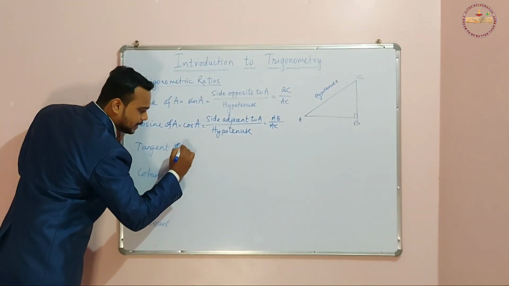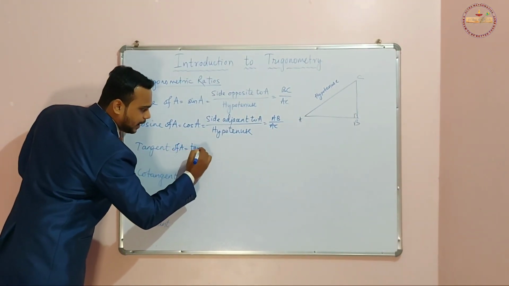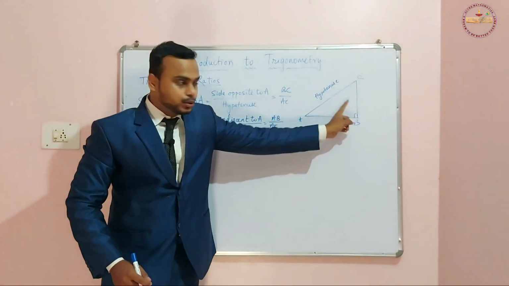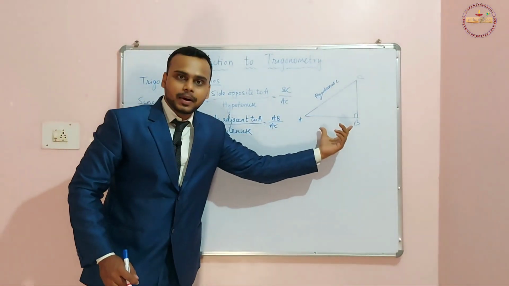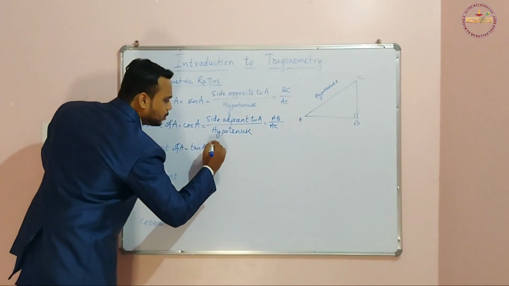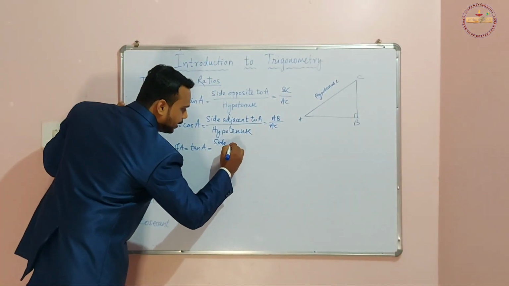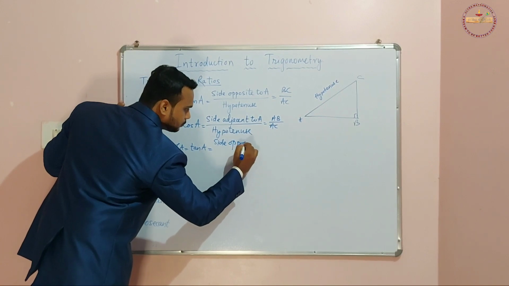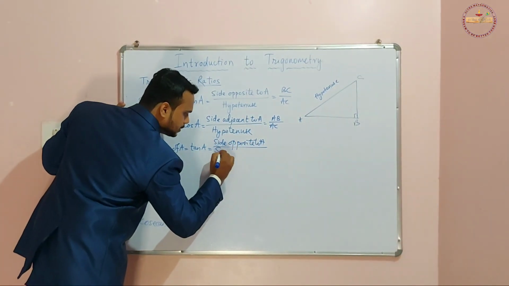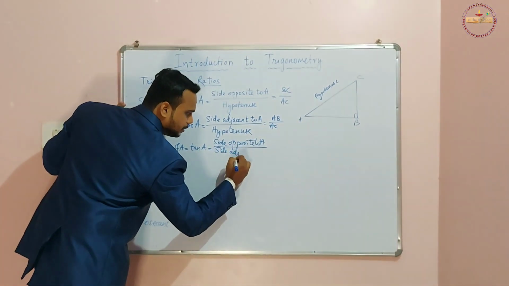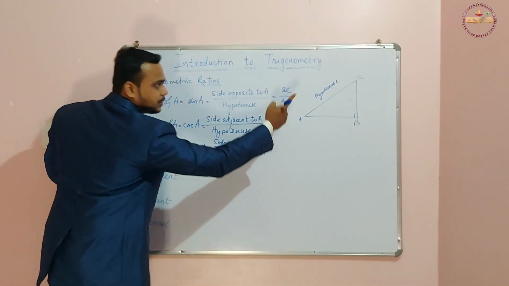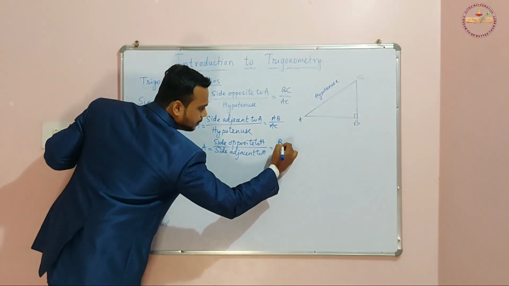Now what is tangent of A? Tangent of A is written as tan A, and tan A is equal to side opposite to this angle A divided by side adjacent to this angle A. So that is equal to BC by AB.